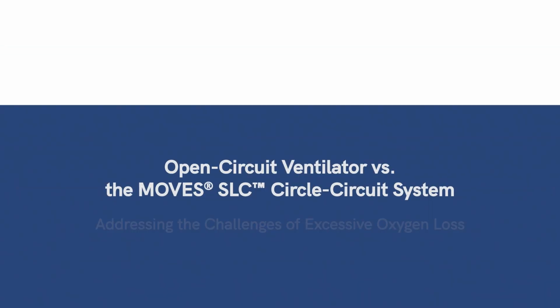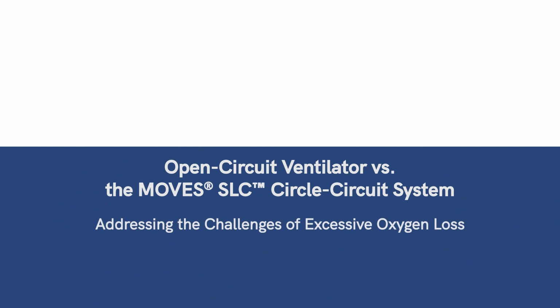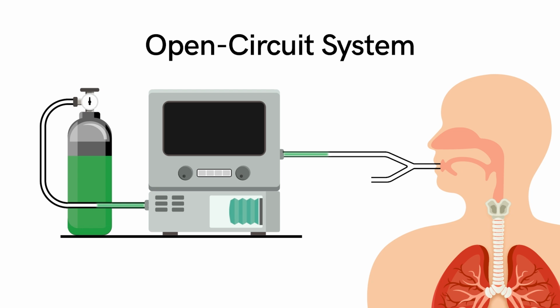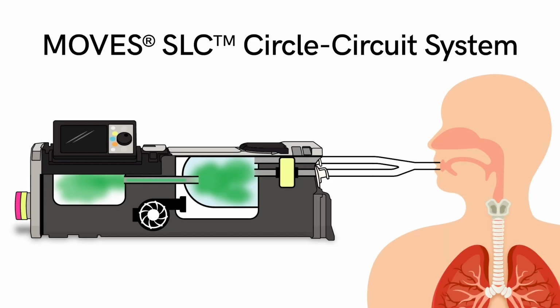Let's compare an open circuit ventilator to the MOVES SLC circle circuit system. As shown here, with open circuit ventilation, the patient's oxygen supply gradually depletes and is lost to the atmosphere. In contrast, with the MOVES SLC's patented circle circuit ventilator system, rather than all that oxygen being lost, MOVES SLC redirects the exhaled gases back into the system. The carbon dioxide is removed, making the recycled gas ready for inhalation again by the patient.